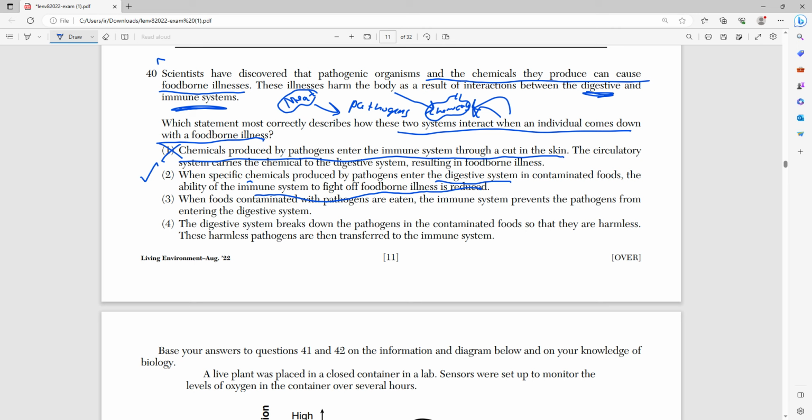Number 3 says when food contaminated with pathogens is eaten, the immune system prevents the pathogens from entering the digestive system. This is wrong because this just told us that complications happen when the pathogens enter the digestive system and create chemicals there. And number 4 says the digestive system breaks down the pathogens in the contaminated food so they are harmless. If this were the case, then the immune system would never have to step in. But as we see here, the immune system did step in, right? So if you read this carefully, number 2 is the only answer choice that matches properly.